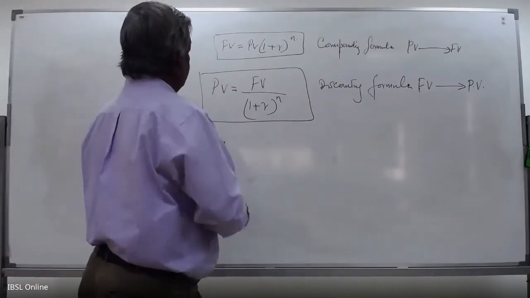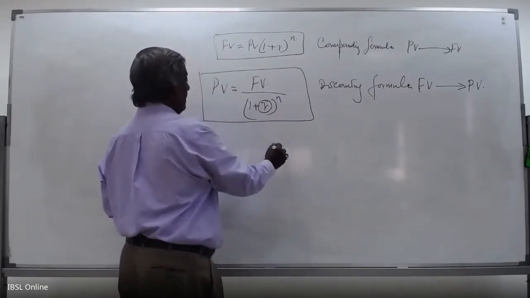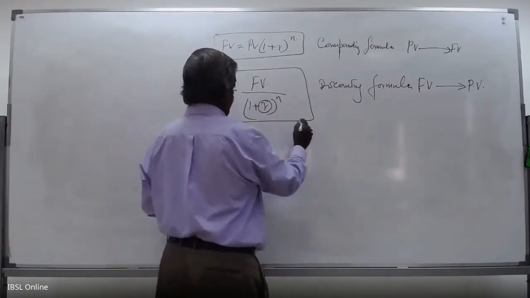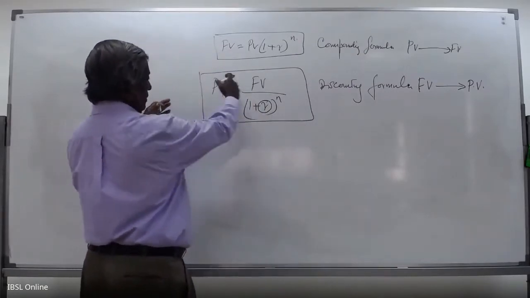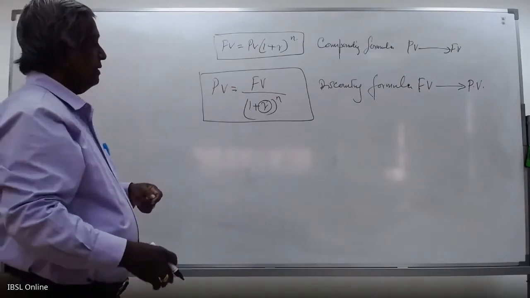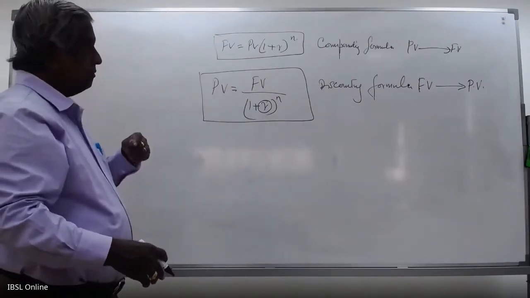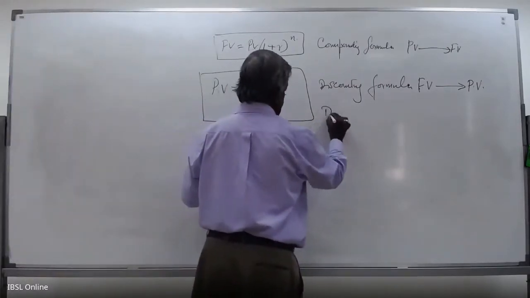And here the R, we call it as discounting factor. This is the discounting formula. Please take down this discounting formula. This is the discounting formula, where the R is the discounting rate.